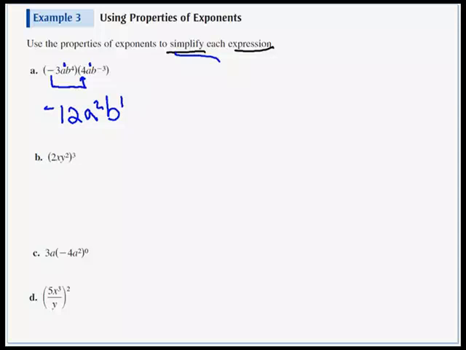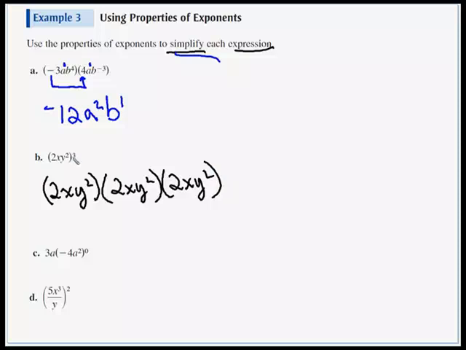So we have a quantity to the 3rd power, 2xy squared to the 3rd. There's a couple ways to think about this. We could write that out and multiply it 3 times. 2xy squared times 2xy squared times 2xy squared. So I just wrote that term out 3 times. And we could multiply this way.